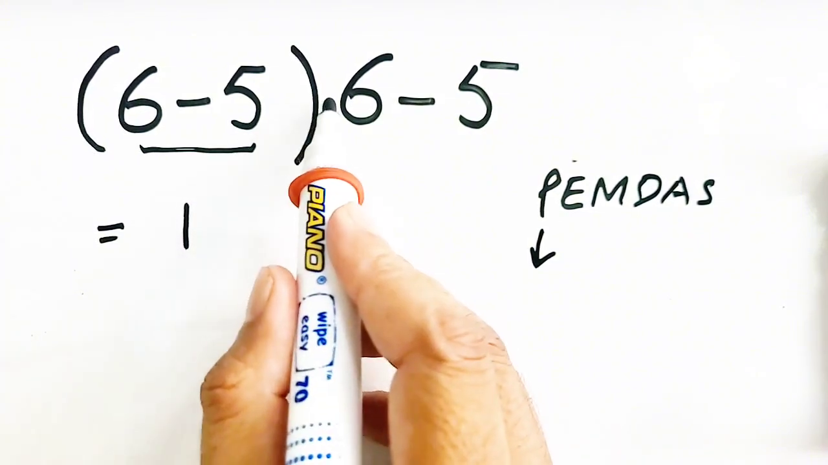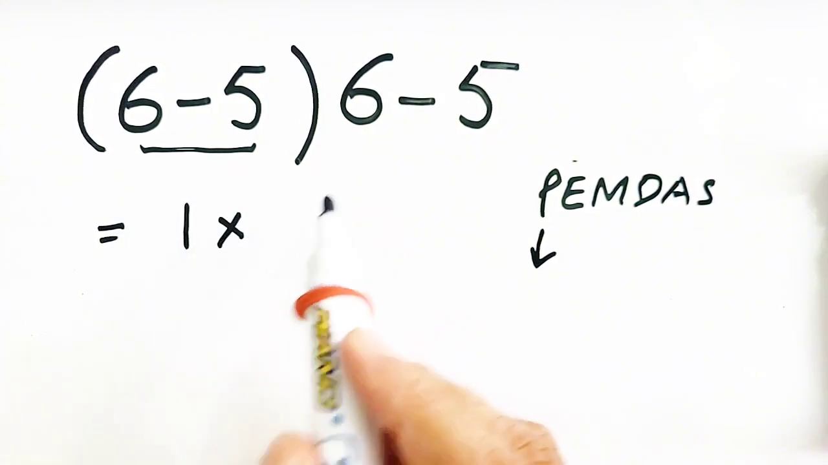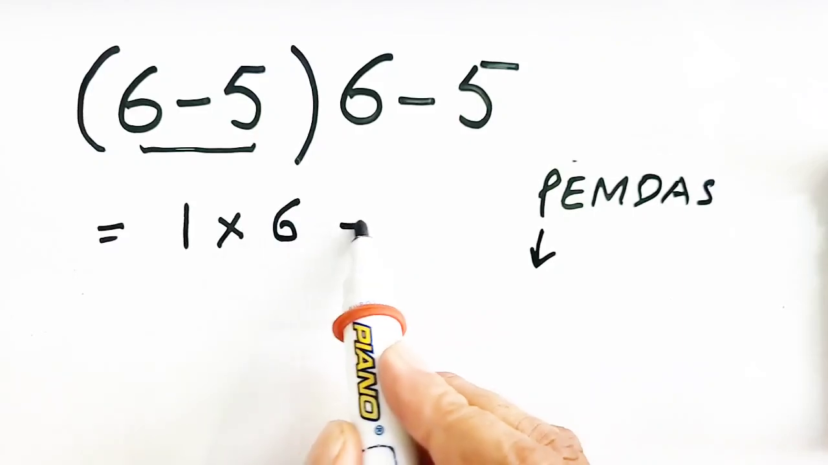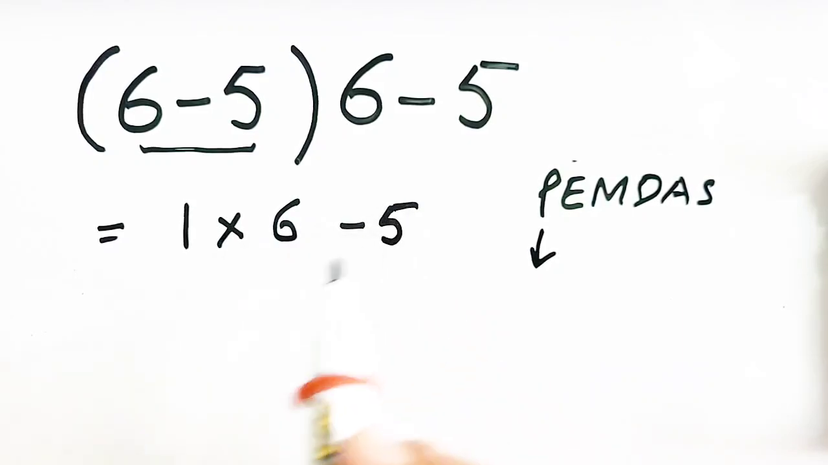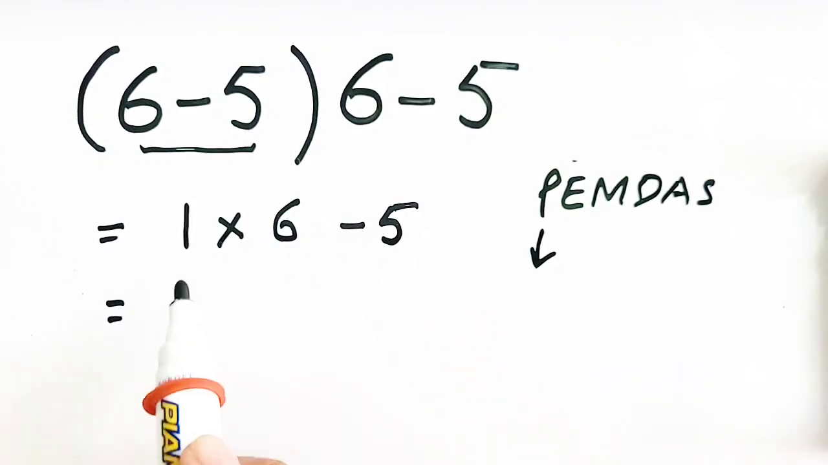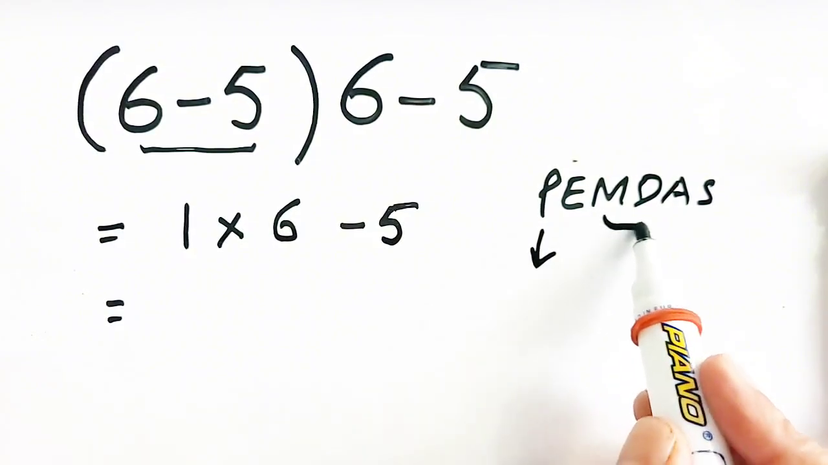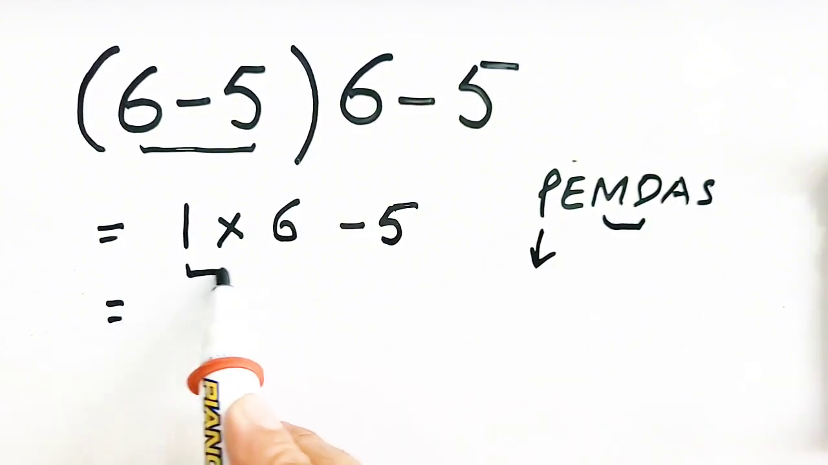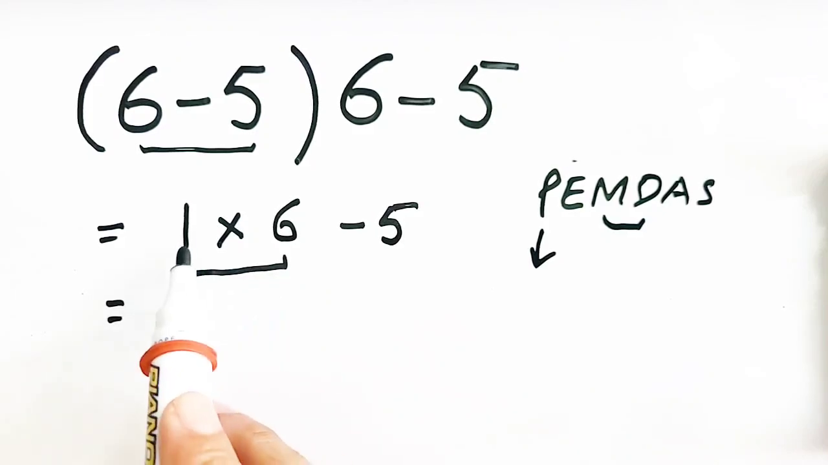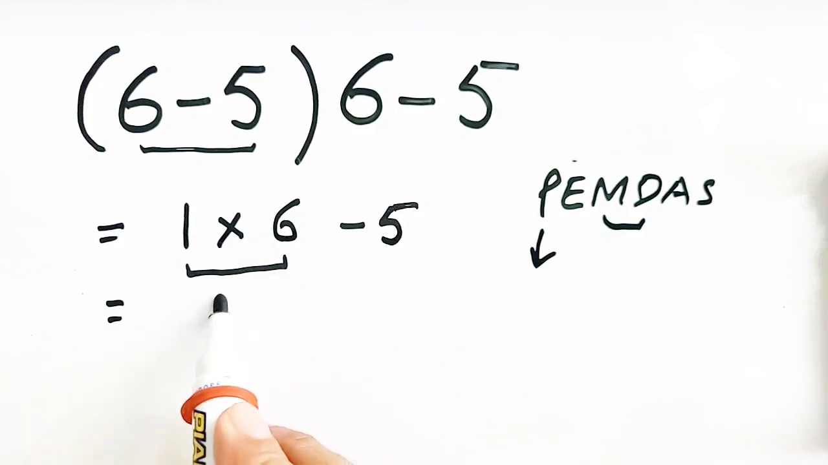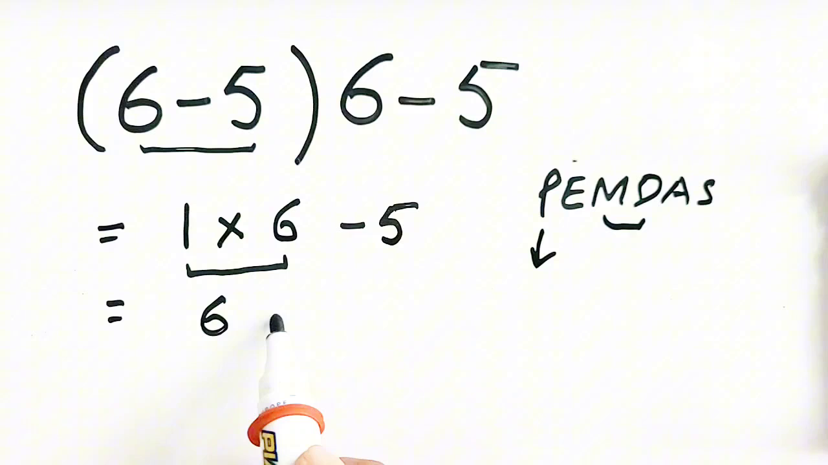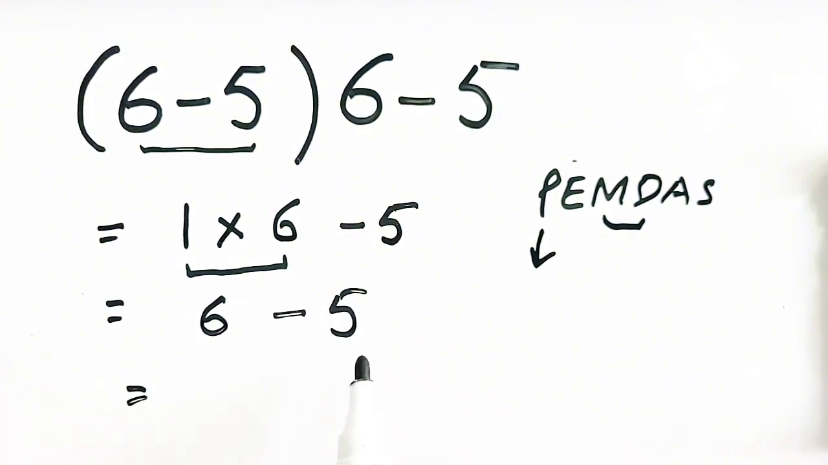And here there is no sign, so there will be multiplication. 6 minus 5. So now the PEMDAS principle says that multiplication and division will occur, which is at the left side. So 1 multiplied by 6 minus 5. So 6 minus 5 will be equal to 1, which is our answer.